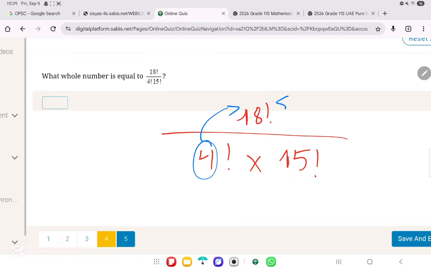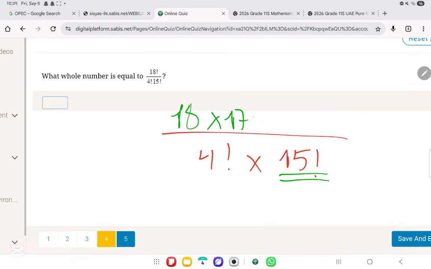So what are we going to do in this case? We are going to expand 18 factorial until we reach the value of 15 factorial. So let's do it. It's going to be 18 times 17 times 16 times 15, same value, and then you put the factorial. Now you can cancel up and down, and you will be left with 18 times 17 times 16 over 4 factorial. You can put it on the calculator.